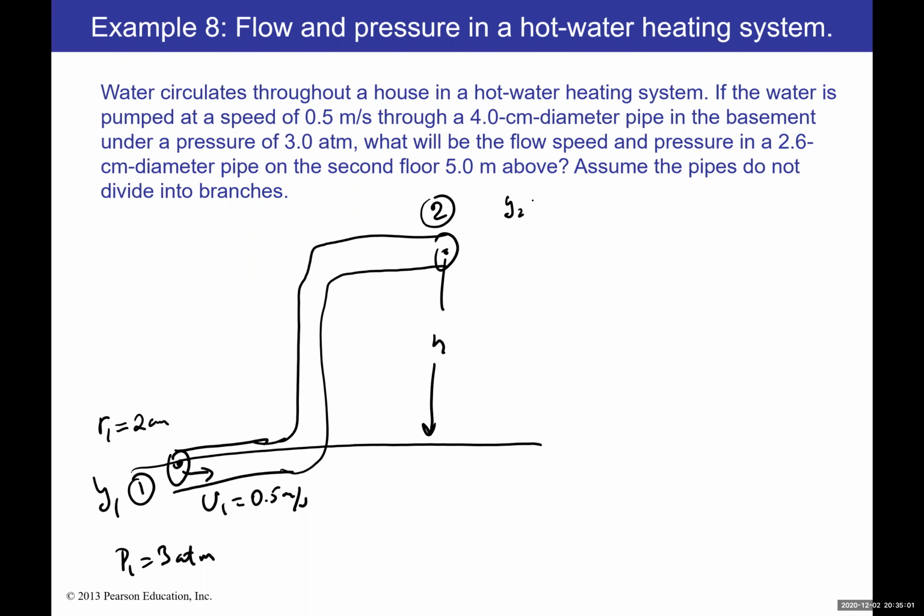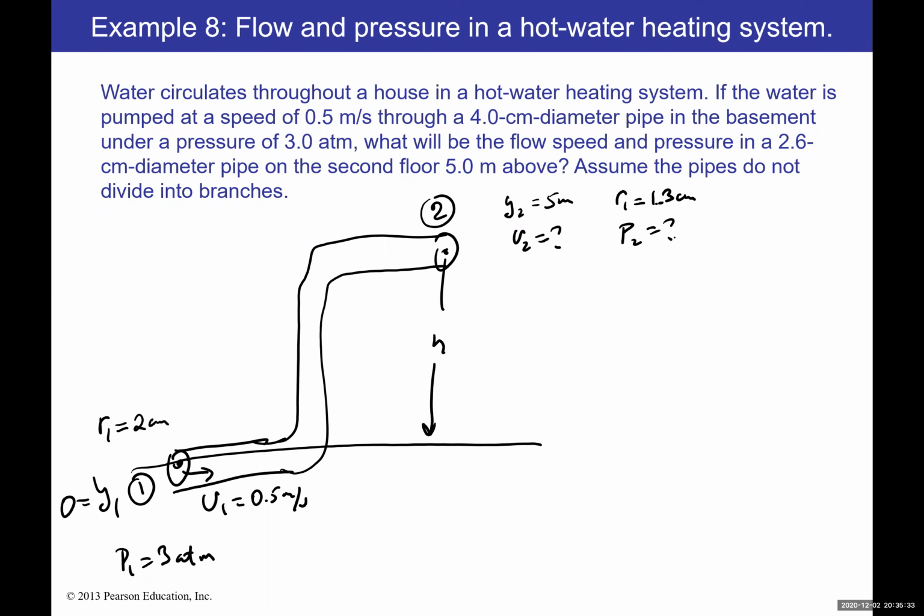That means I can say y2 is equal to 5 meters. Well, I can say then y1 is equal to 0. And then I know that this is a 2.6 centimeter diameter. That means I can say then R1 is equal to 1.3 centimeters, in terms of the radius of that cross-sectional area. And what we want to know here is what is the speed and the pressure. So what is V2 and what is P2?